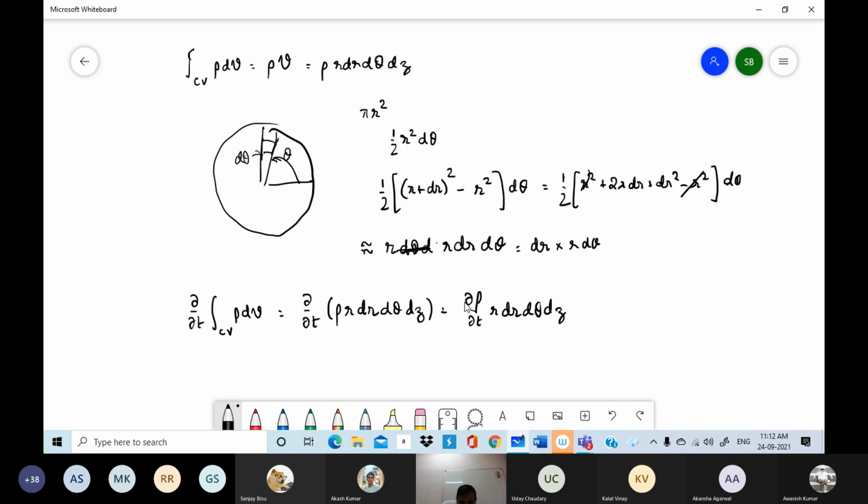Okay, so once again, I've assumed that r, theta, z, and t are the independent variables in the Eulerian description, and therefore r, theta, z do not change with time. So then this derivative becomes this.